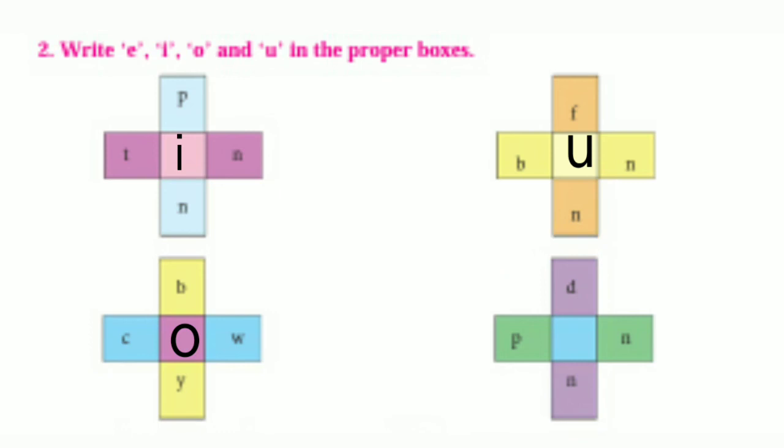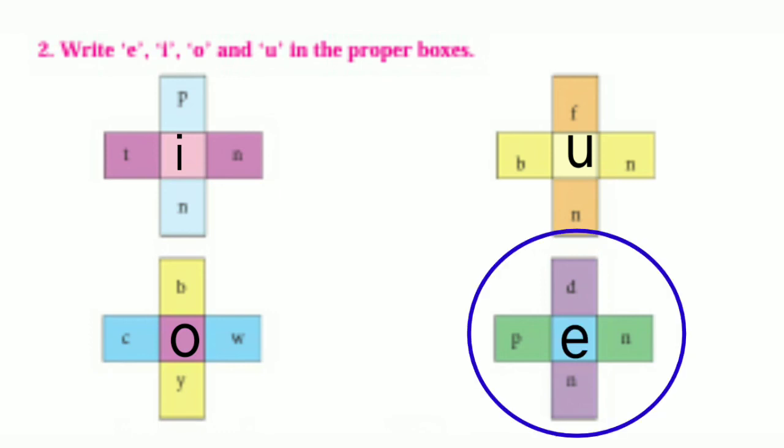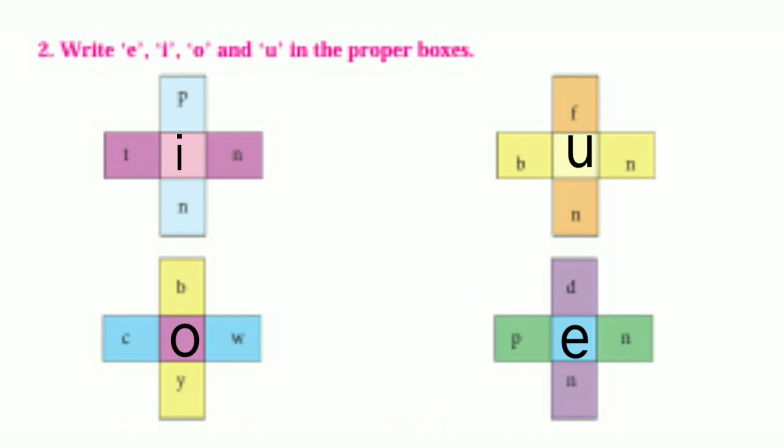Next D box N, P box N. We will write here E. So it will be DEN den, PEN pen.